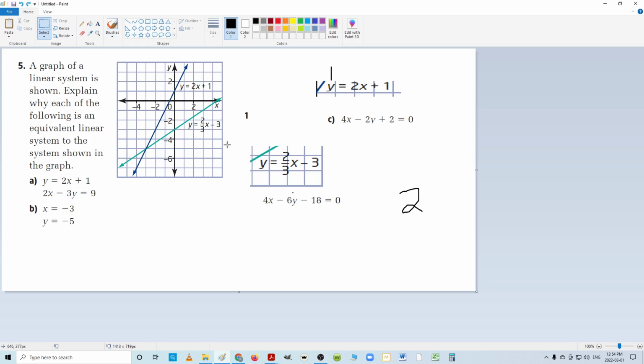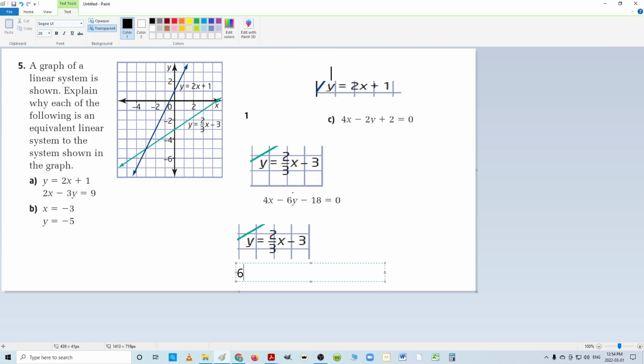So I'm going to take this top one. I'm going to multiply each term by 6. So I'm going to get 6y on the left. 6 times 2 is 12, divided by 3 is 4x, but you can just cancel the 3 out. And then 6 times 3 is 18.